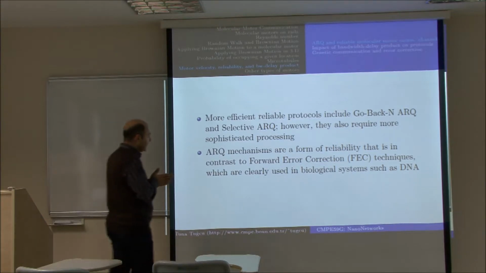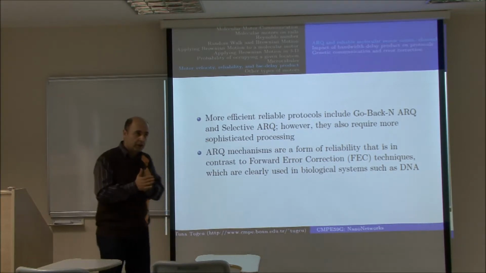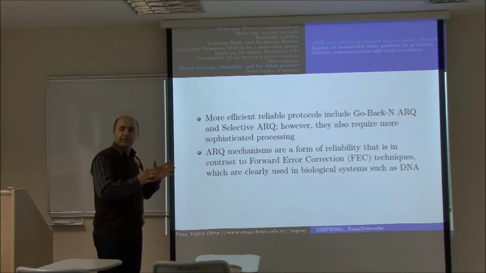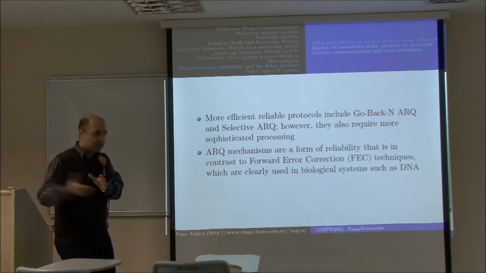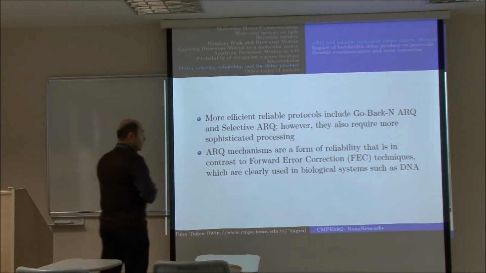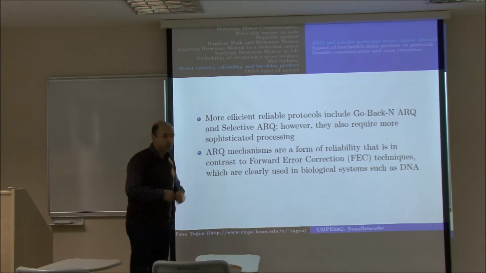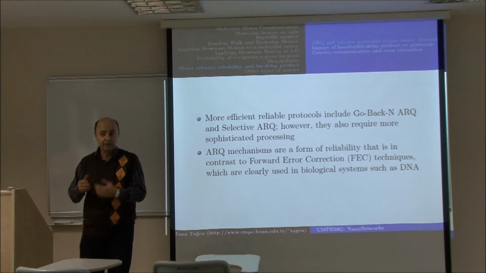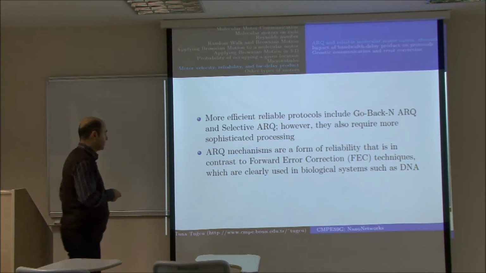Whereas in the case of selective ARQ, you just retransmit the one that's missing and jump back and continue from where you were left. But these protocols are better in terms of performance, but they require more complex circuitry or more complex mechanisms to implement.